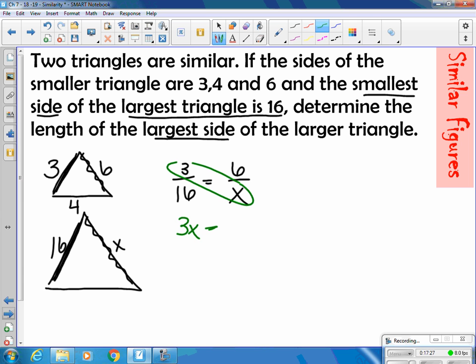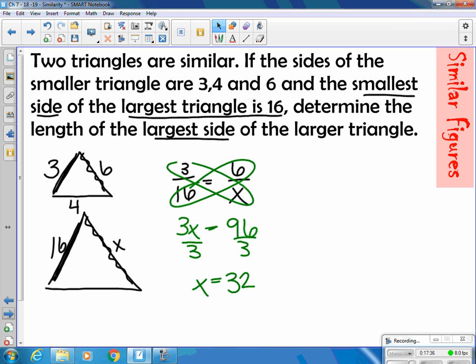3x equals 96. Divide by 3. X equals 32. Okay, hopefully you're getting it. Hopefully it's starting to make sense. We got 2 more.